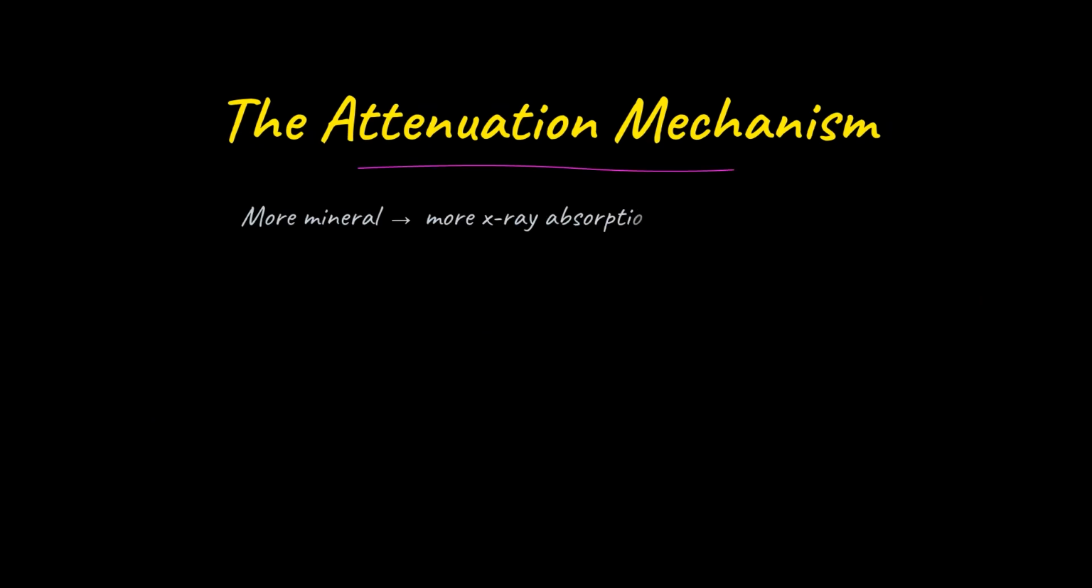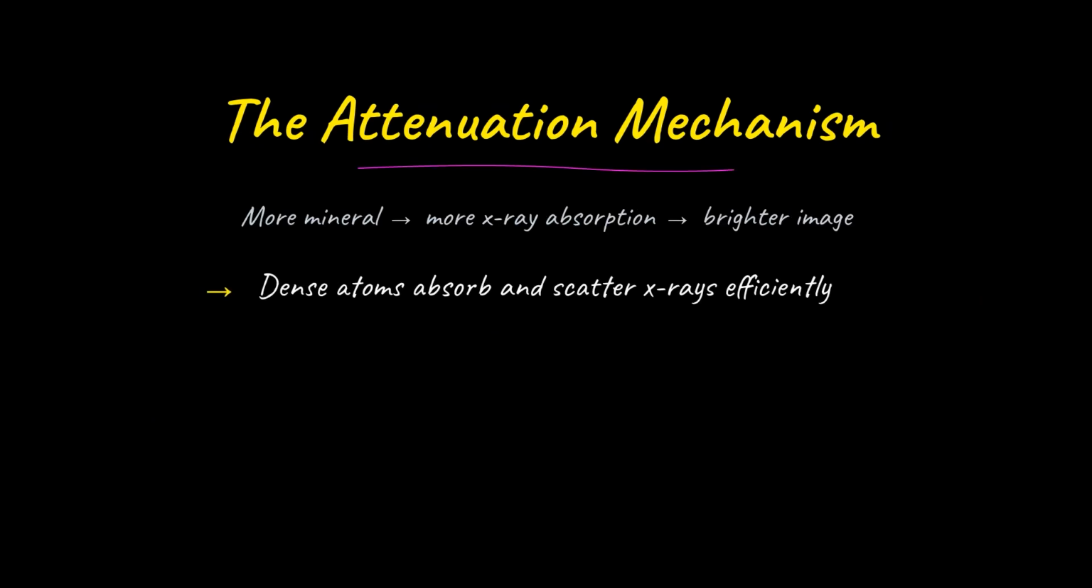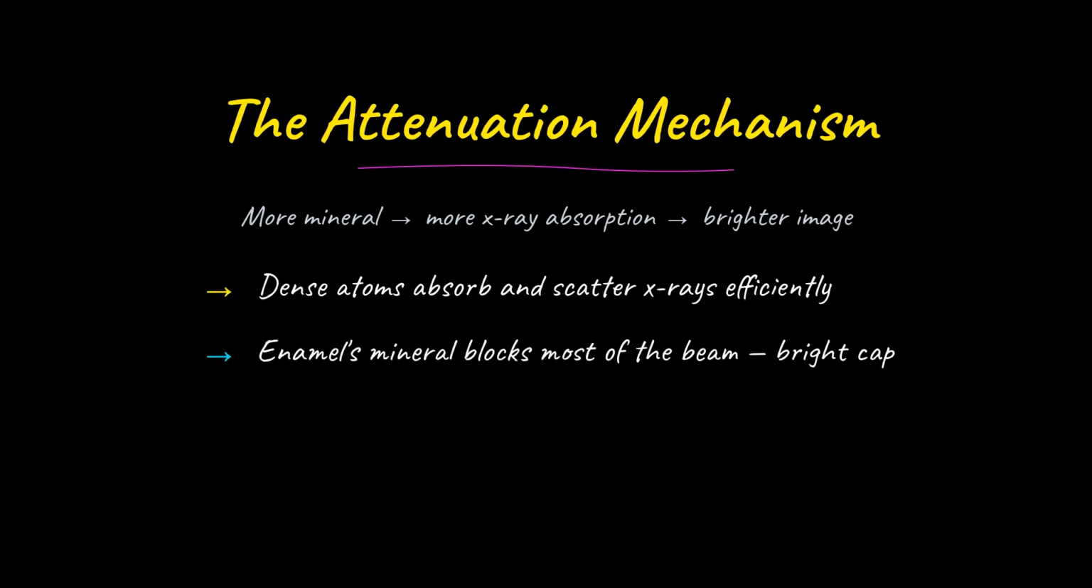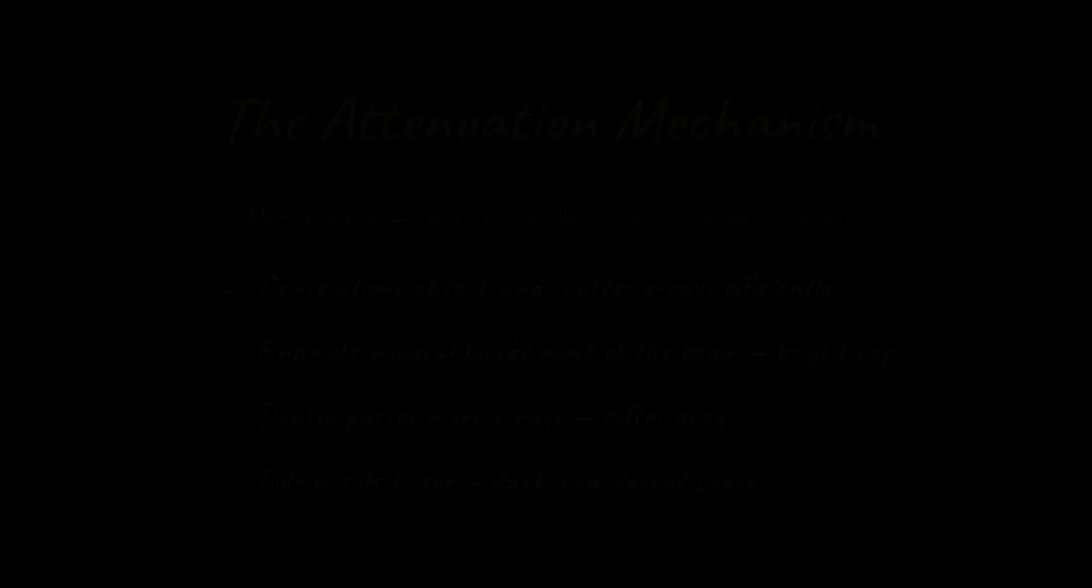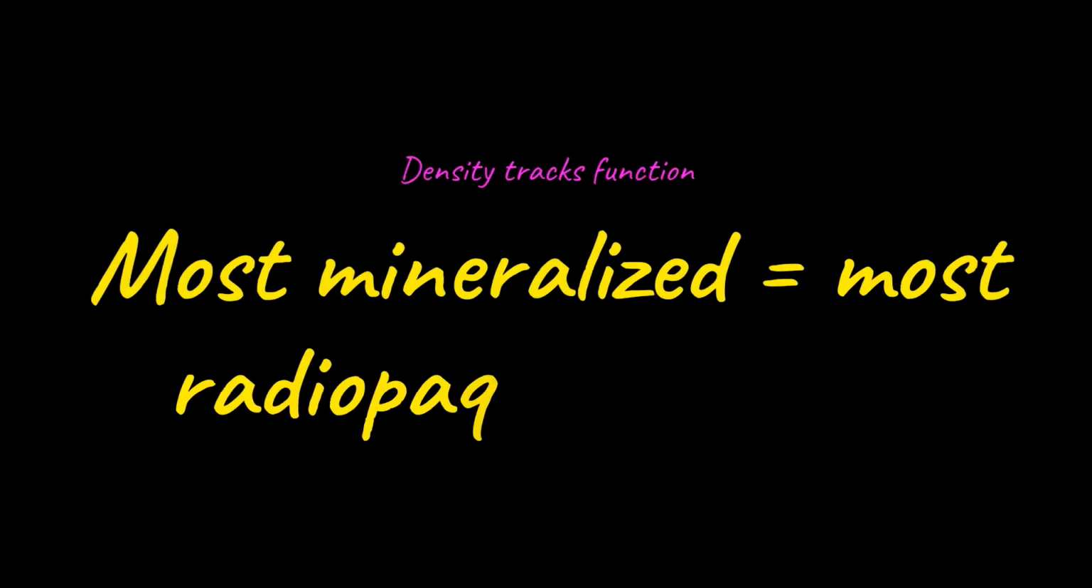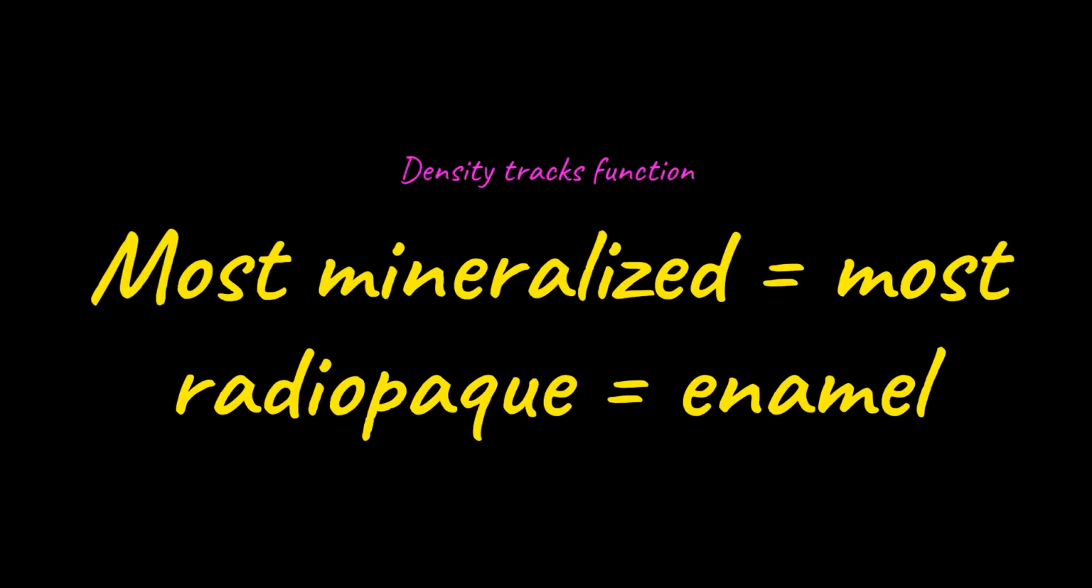The mechanism is straightforward attenuation. A heavily mineralized layer presents many dense atoms that absorb and scatter X-rays efficiently. Enamel blocks the largest share of the beam, while dentin lets a little more pass, and the pulp barely attenuates the beam at all. Remember, bright means dense and mineralized, dark means soft or demineralized. Enamel sits at the radiopaque extreme, the pulp at the radiolucent extreme, and every other tooth tissue falls somewhere on the gray scale between those two poles.